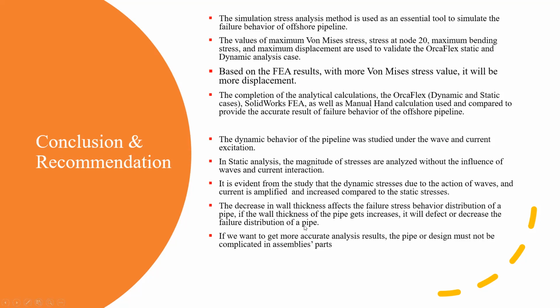Anyway, I have a recommendation to decrease any failure behavior, to reduce any cracking or damage to the pipe. We need to increase the wall thickness, because when we increase the wall thickness, it will decrease the failure distribution of the pipe. And at the end, if we want to get a more accurate analysis result, the pipe design must not be complicated in assembly parts, because the SolidWorks FEA software gets computational errors.